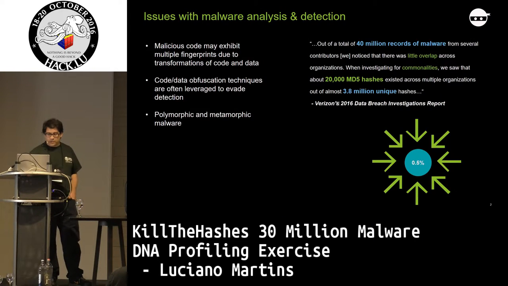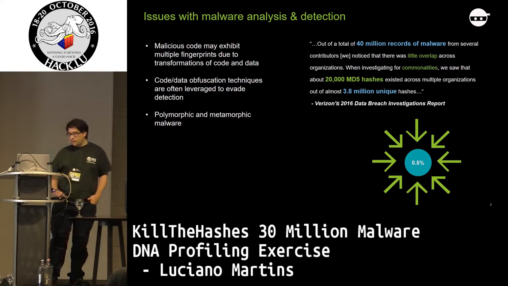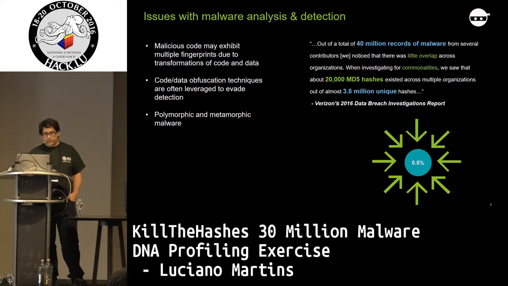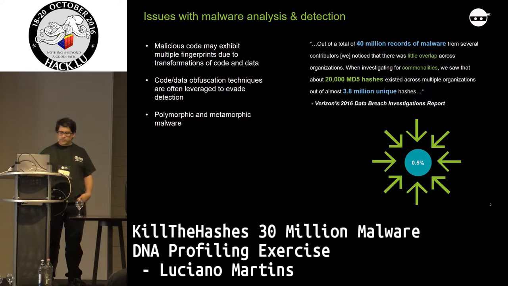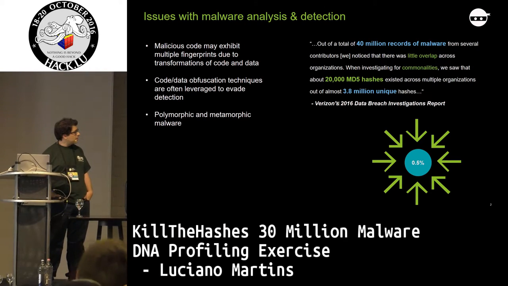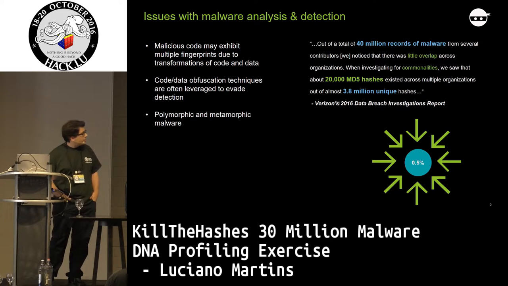When we started this research, we knew we were going to encounter a few things that would be quite complicated. For malware hunters and researchers, there's a lot of code that is obfuscated, transformed, or manipulated in a way that makes our work quite difficult, in terms of data obfuscation techniques and trying to evade detection from antivirus companies. So we have polymorphic code and stuff like that.